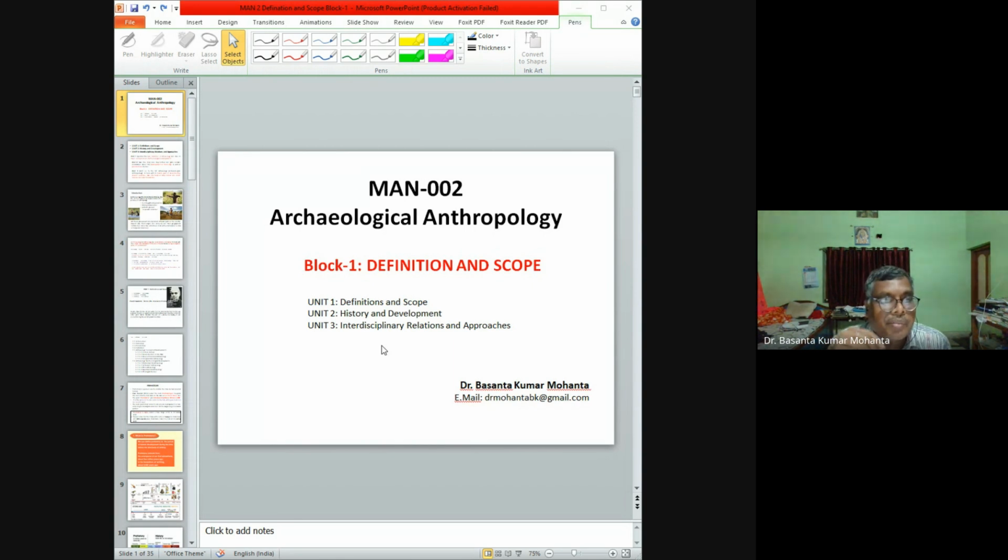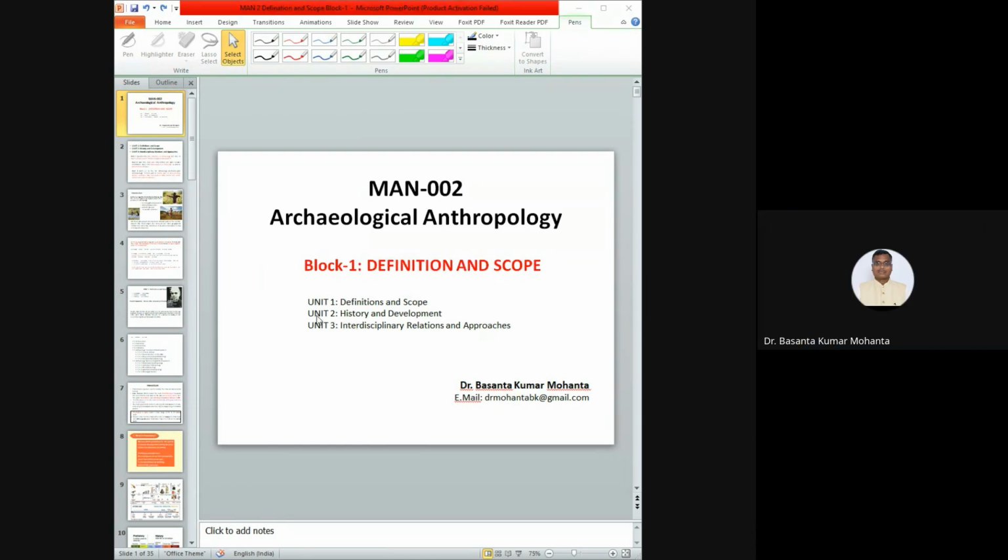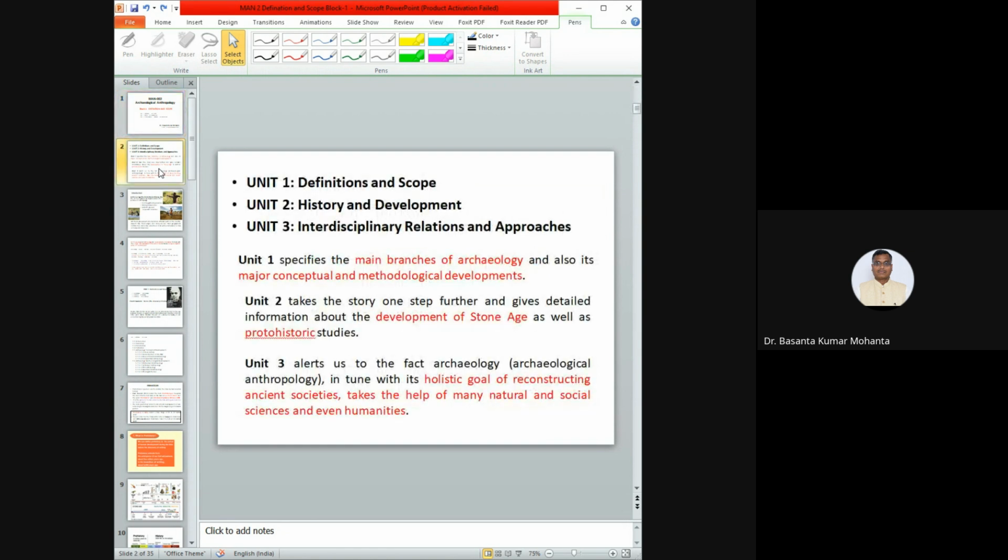Block 1, that is definition and scope of archaeological anthropology. So, as we are aware, anthropology is the holistic study of human being, where we study three major areas. One is sociocultural anthropology. Number two is biological anthropology, also called physical anthropology. Number three is archaeological anthropology, also known as prehistoric archaeology.